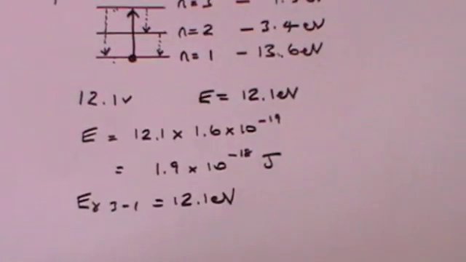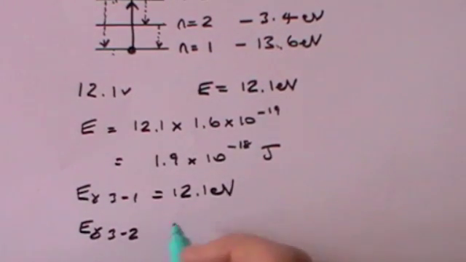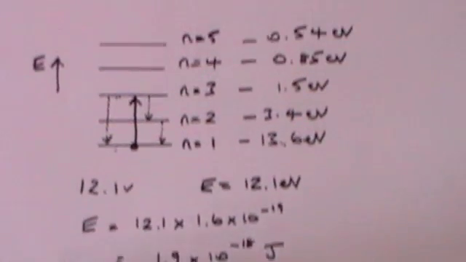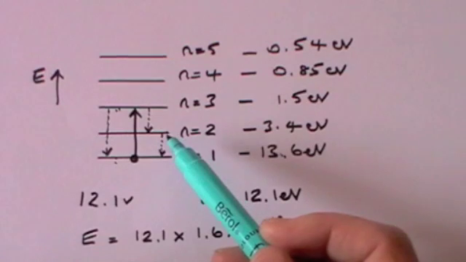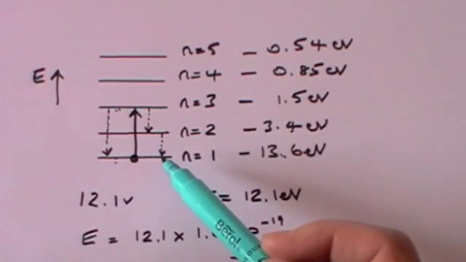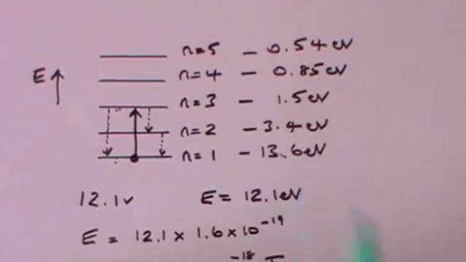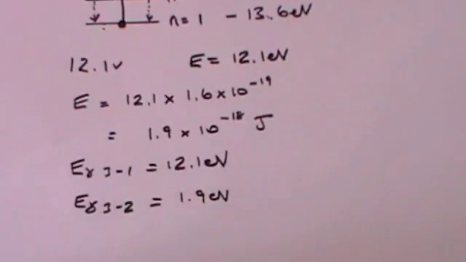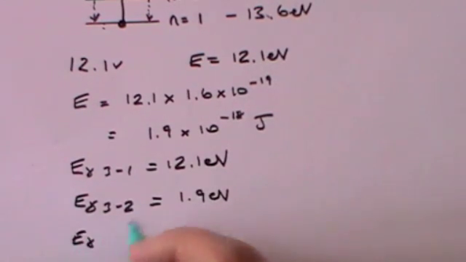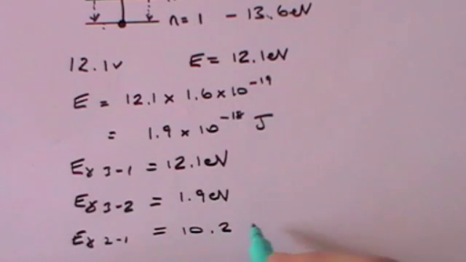So the energy of the photon, which results from the electron falling from 3 to 2, is going to be 1.9 electron volts. And finally, the electron falls from 2 to 1. That means it gives up 10.2 electron volts of energy, and so the emerging photon from the 2 to 1 transition will be 10.2 electron volts.